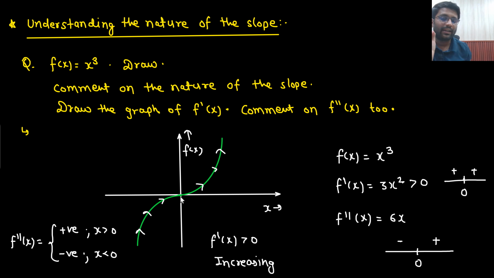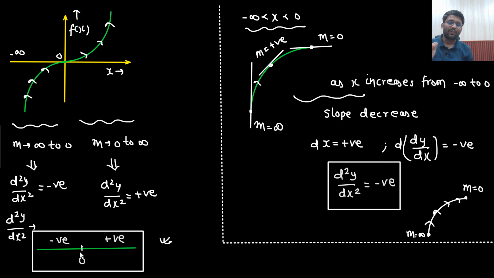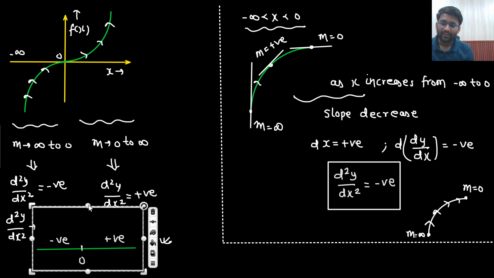So here we have seen that, sir, at x equals to 0, for x greater than 0, the slope was increasing. Since the slope was increasing, d2y by dx2 was positive. And for x less than 0, sir, the slope was decreasing. What does that mean, sir? d2y by dx2 was negative. That means at x equals to 0, there was a change in concavity and d2y by dx2 was changing its sign. Okay, this was the scenario of d2y by dx2. So this d2y by dx2 should also be kept in a box.